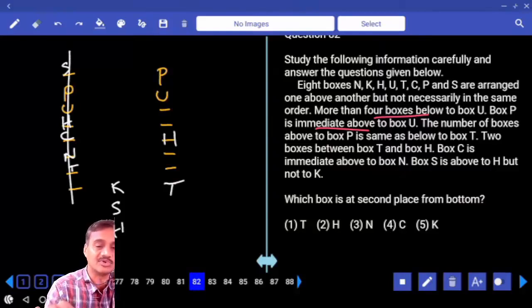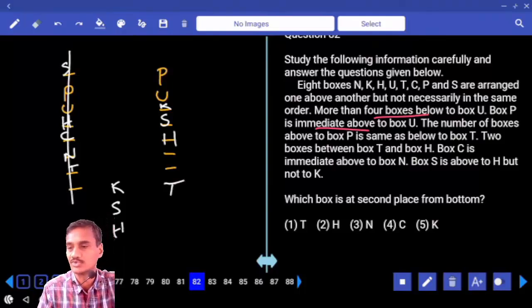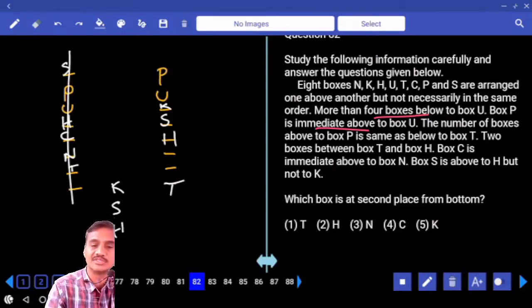Hence S is above H but not to K. K is here, S is here, and who are the remaining two here? C is immediate to N, C and N were like this. And the order is PU, KS, HC, NT. This is the final order: PU, KS, HC, NT.